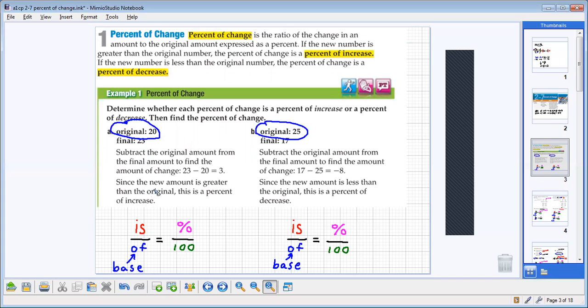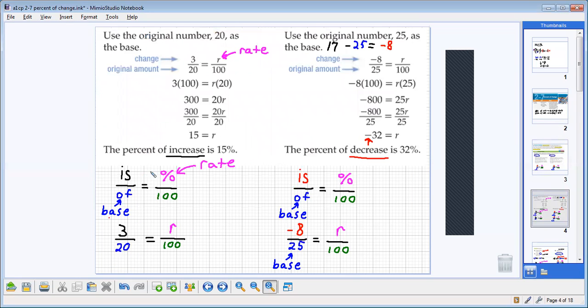I know a lot of us are familiar with is over of equals percent over 100. And here, just so you can apply some common vocabulary, the base would be of, and then that percent right there would be the rate. We refer to that as rate. So is over of equals percent over 100.